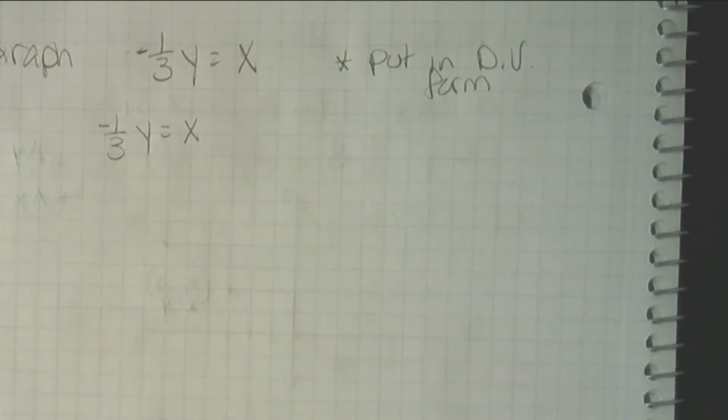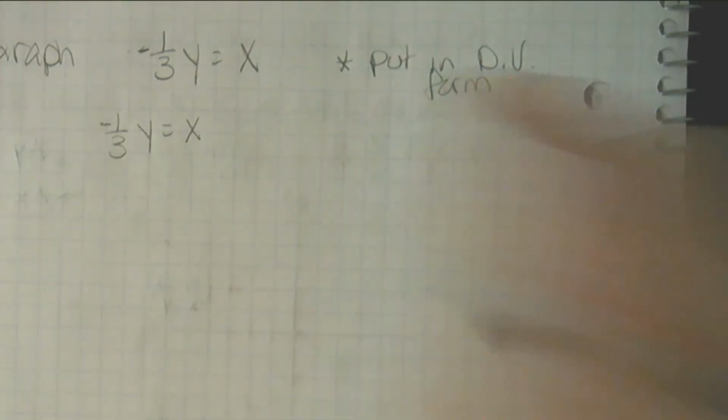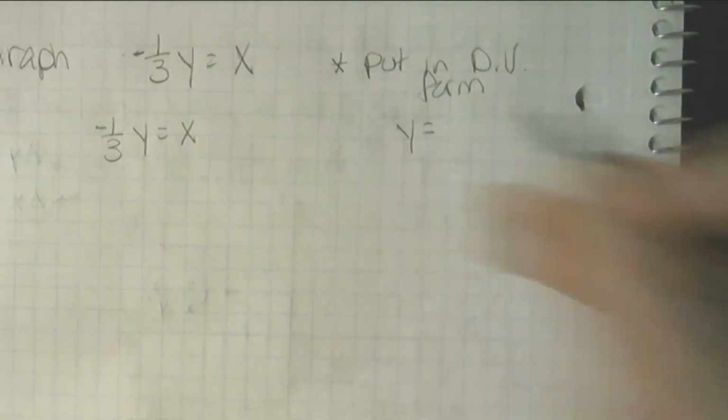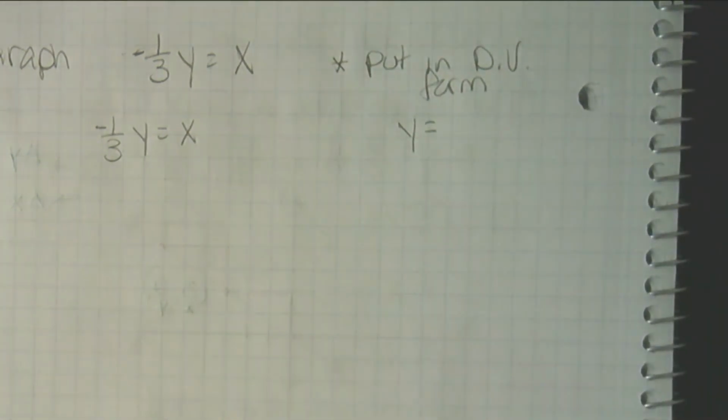All right, what am I going to do to start this? I need to put this in slope-intercept or direct variation form. I need y equals. This should be the easiest part of what I'm doing. How do I get rid of multiplying by that coefficient of negative 1/3?